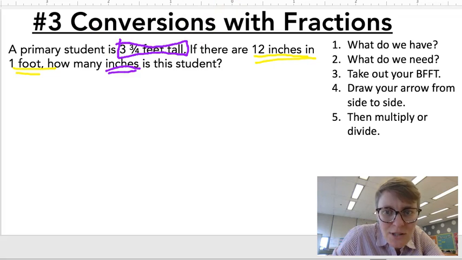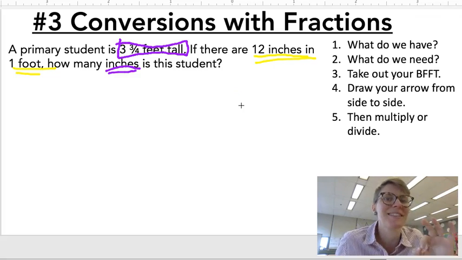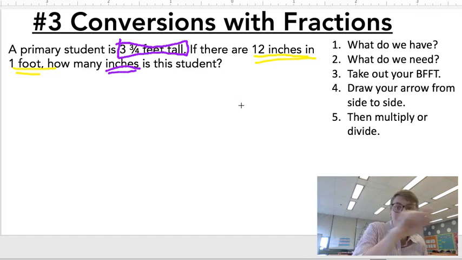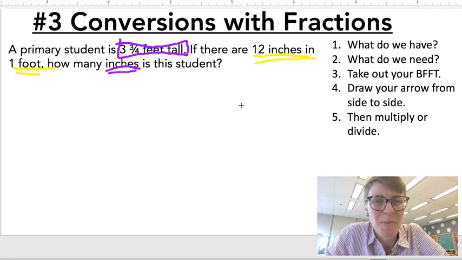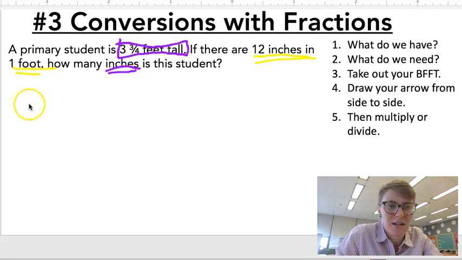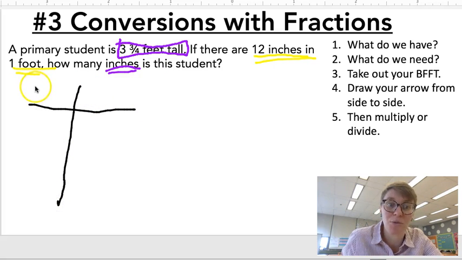So I'm first going to draw my conversion chart. Hopefully you guys remember our fantastic song. What do we have? What do we need? Take out your BFFT. Draw your arrow from side to side, then multiply or divide. I know, it's so catchy. Alright, let's do that one more time. What do we have? In this problem, we have the feet, because it's telling us exactly how many feet the student is. So I'm going to draw my beautiful little chart. You guys can make yours a lot more beautiful than mine.